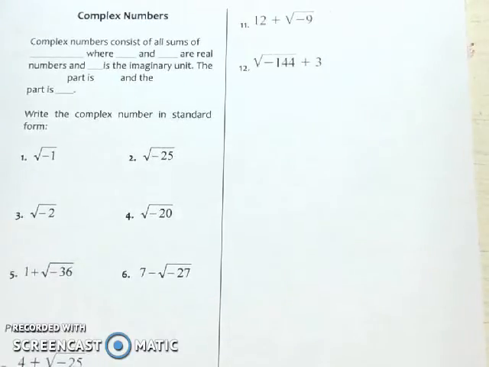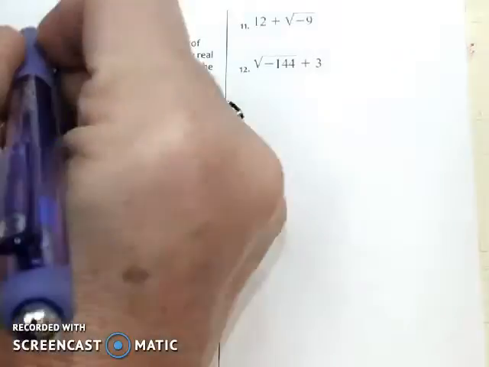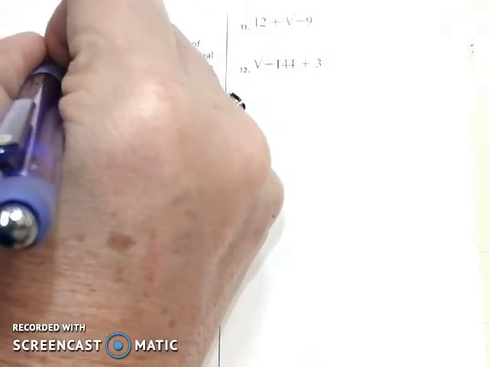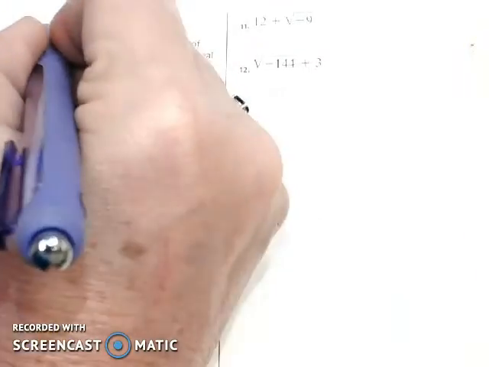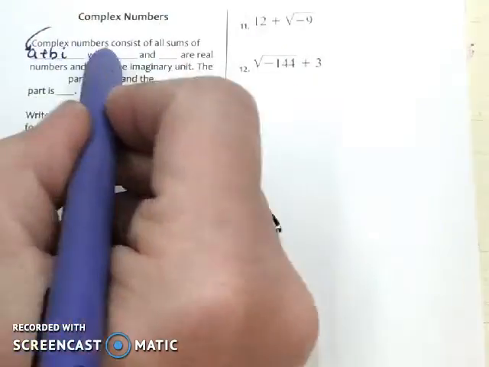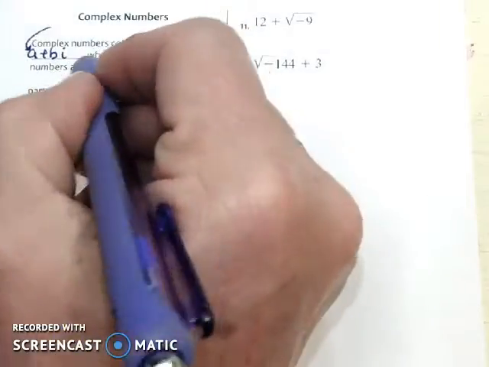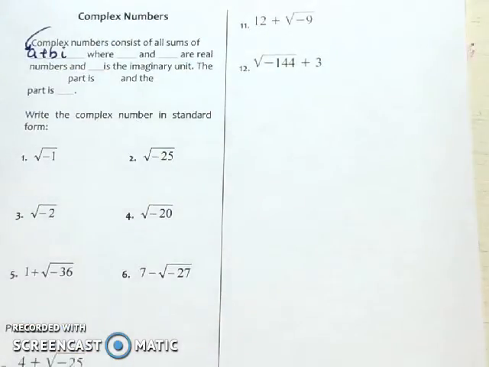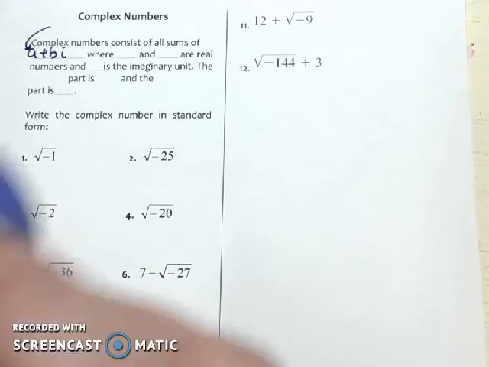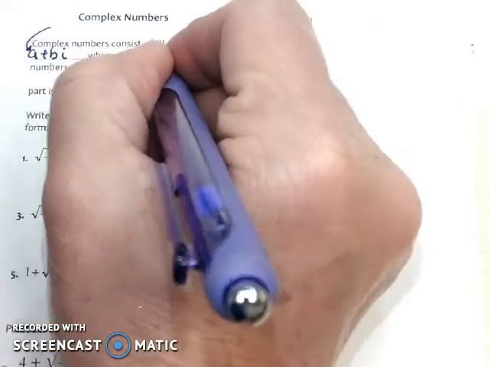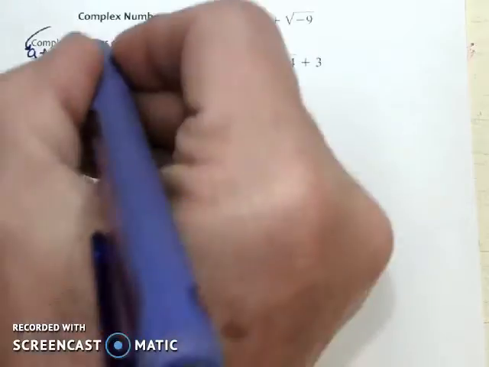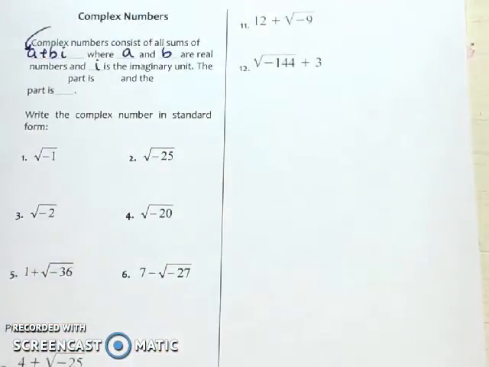Alright, so let's do a quick look at complex numbers. It's just an extension of the imaginary numbers. Complex numbers just means that you're going to have something that looks like this: A plus BI. This little piece right here is a complex number because it has a real part, this part, and an imaginary part combined with a real number. So the A and the B are real numbers, and I is your imaginary part.